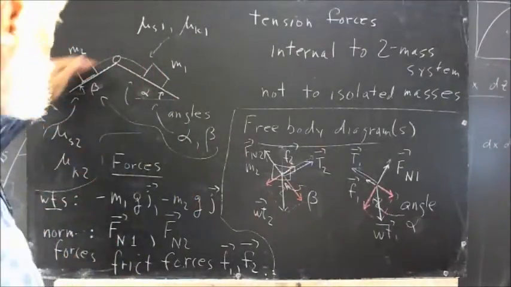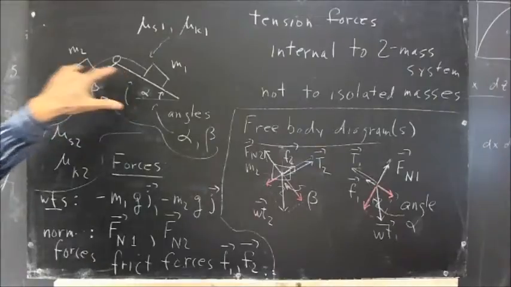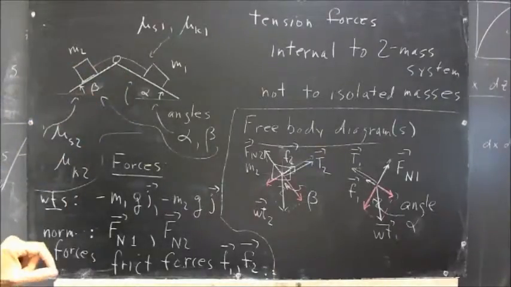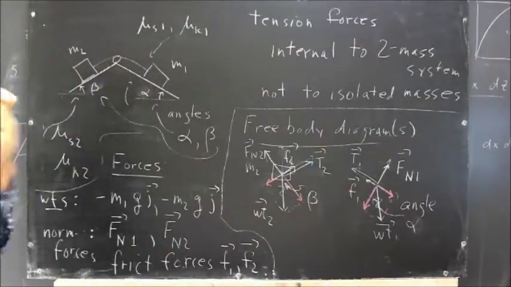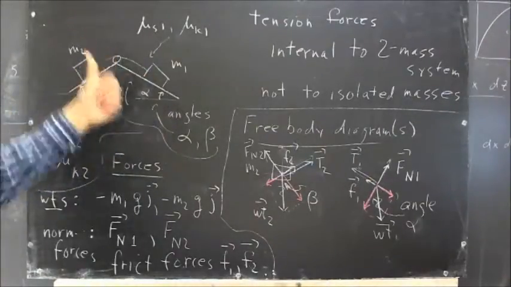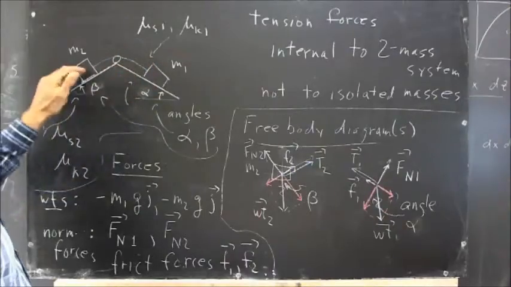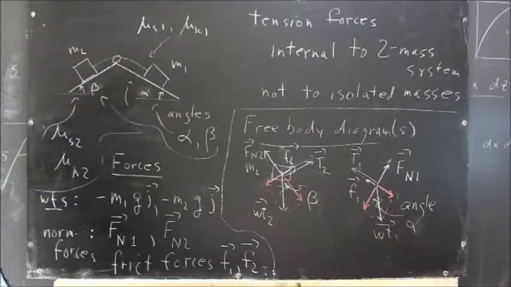Now, if you regard the system as a whole, that tension force is internal to the system. If, however, you regard M1 and M2 as separate objects, then you have a tension force on M1 in this direction, tension force on M2 in this direction.